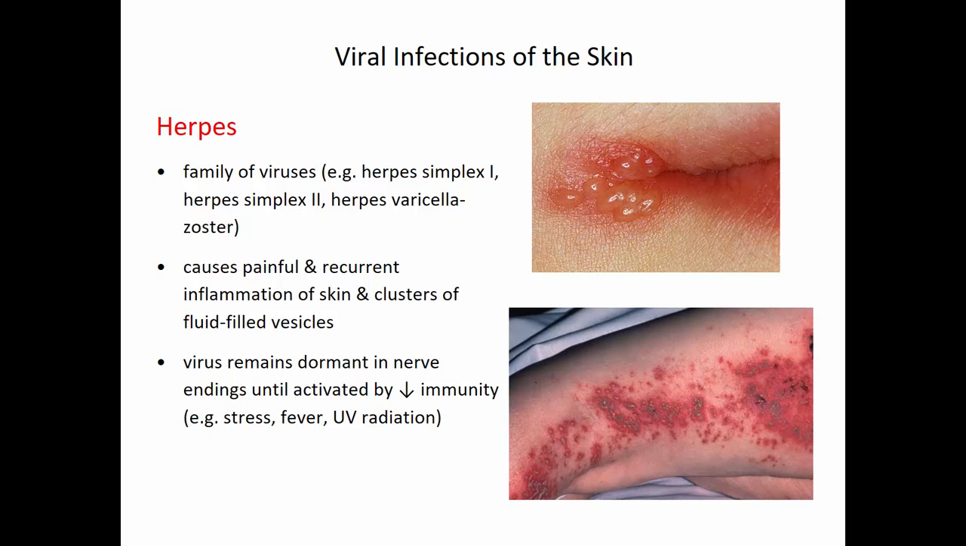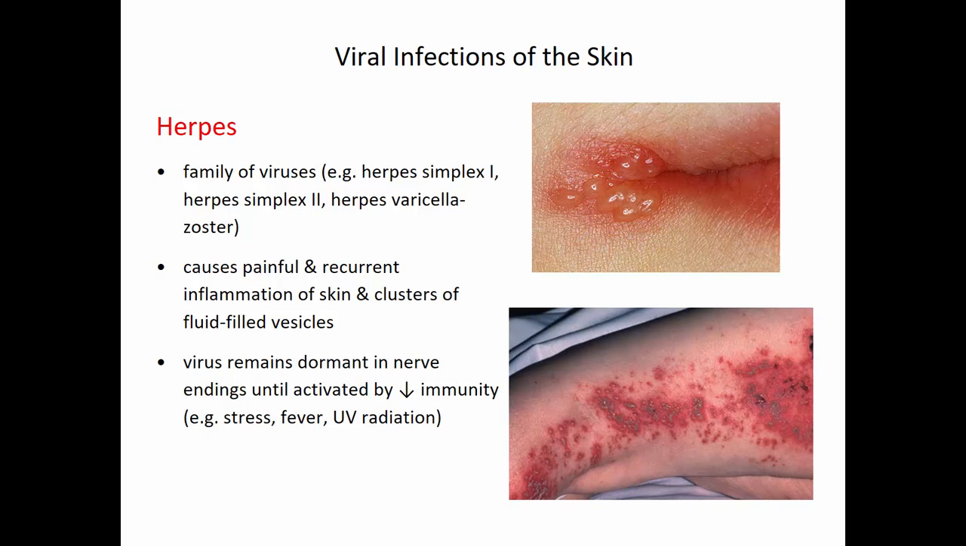Herpes varicella zoster is the strain of herpes that causes chickenpox, and therefore also shingles, and that's what we see in this bottom diagram here. So all of these viruses, once they infect a person, they never leave.